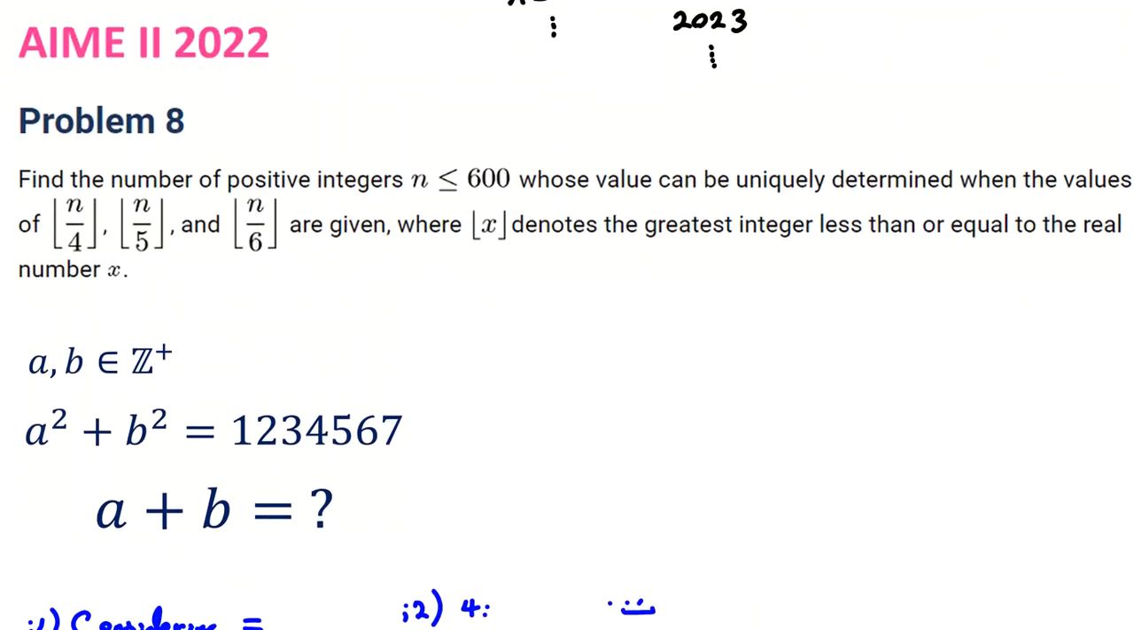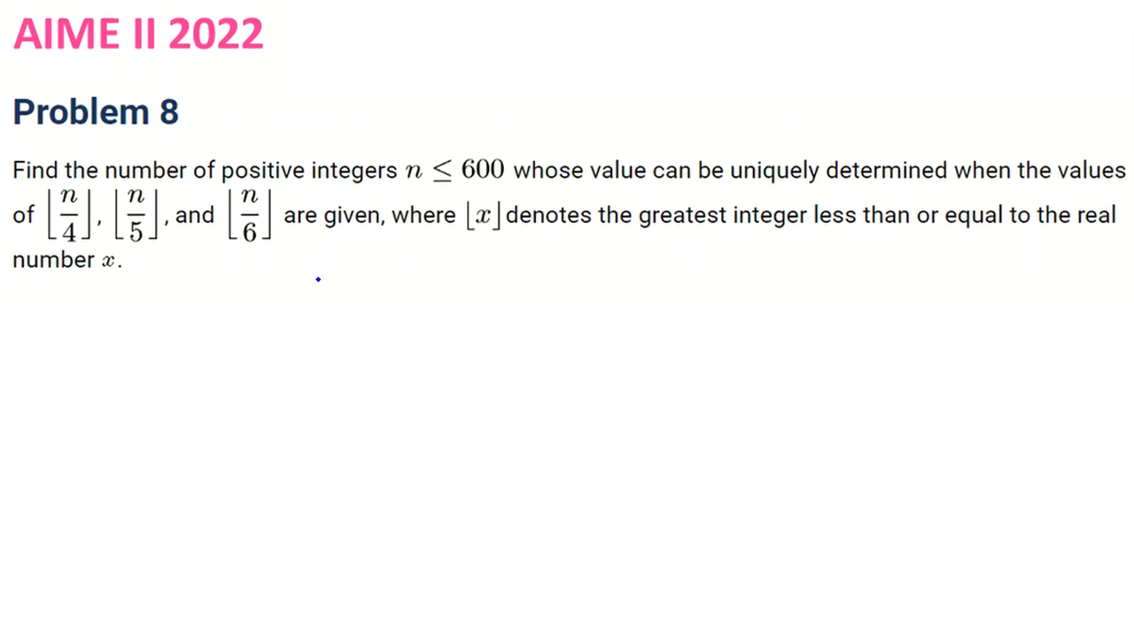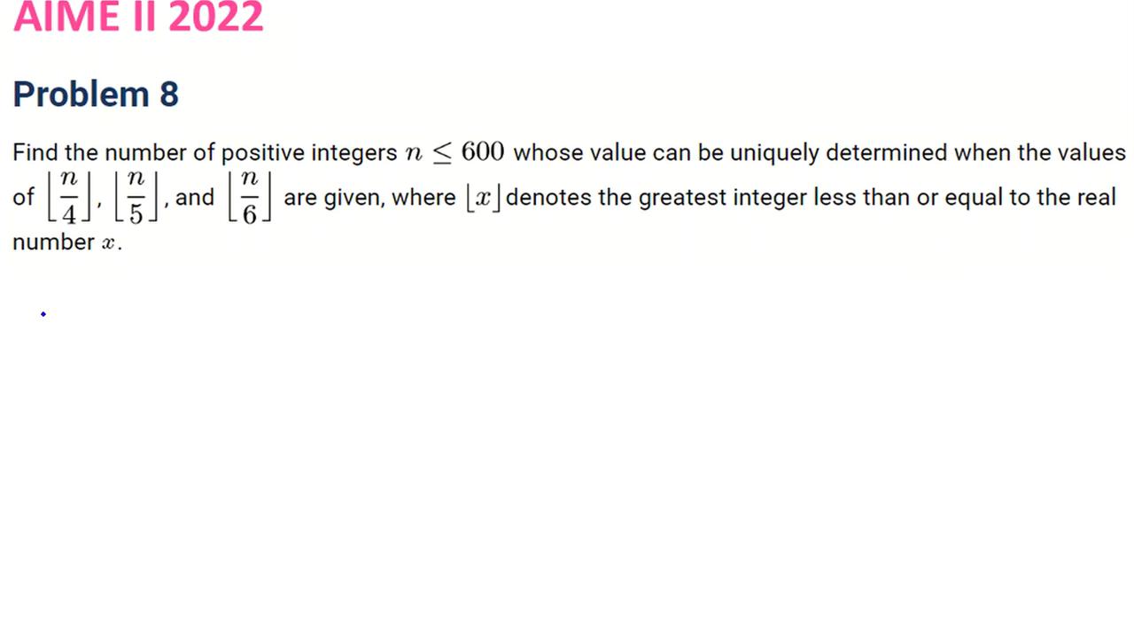Now, let's try AIME 2 2022. Pause the video and try this part first on your own. Find the number of positive integers n less than or equal to 600 whose value can be uniquely determined when the values of floor of n over 4, floor of n over 5, and floor of n over 6 are given, where floor of x denotes the greatest integer less than or equal to the real number x. Okay, let's check and see what the problem means.